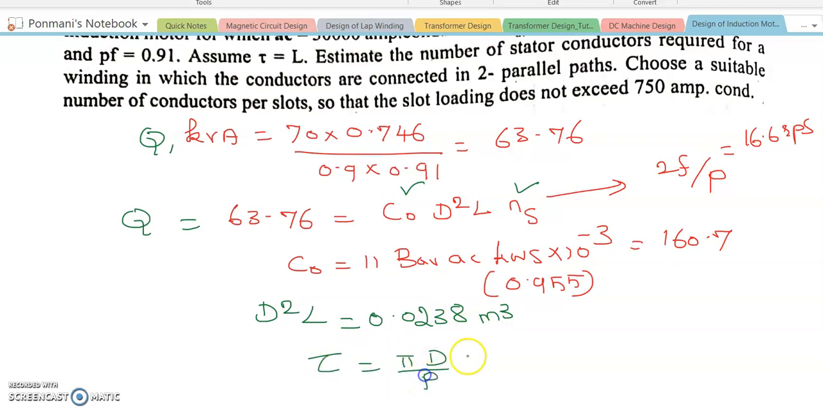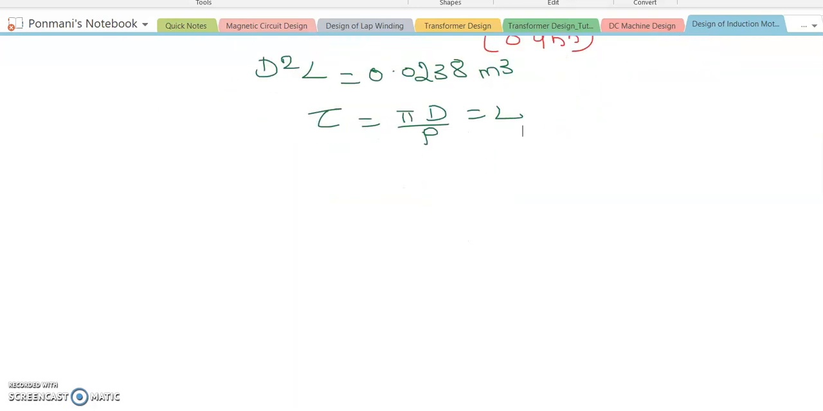To separate D and L, it is given that tau, that is pi D by P, is equal to L. On substituting pi and P, we get a relationship between D and L. Then L in terms of D we substitute in the above equation, so that we get D cube, and by taking the cube root we get D. From this, L is equal to 0.52 times D. Then D cube we will get, and taking the cube root, the D value is 0.36 meters.